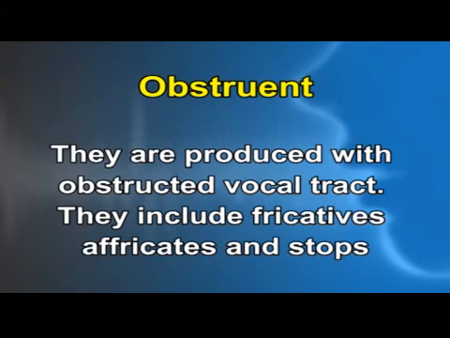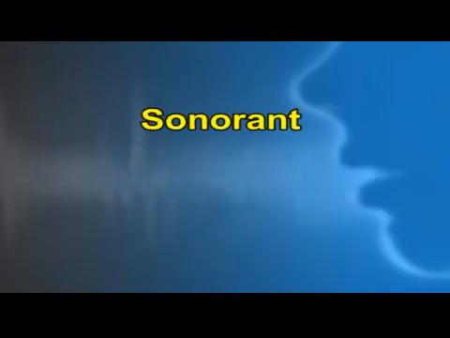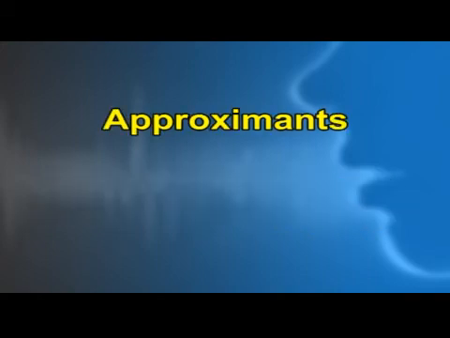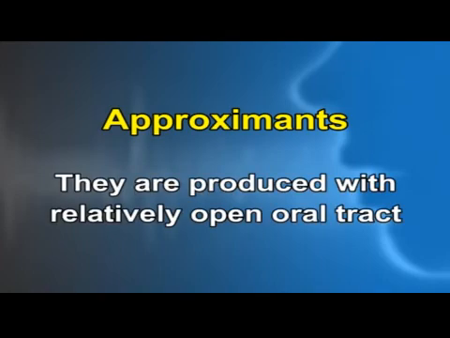Obstruent: they are produced with an obstructed vocal tract. They include fricatives, affricates and stops. Sonorant: they are produced with a relatively open vocal tract. Approximants: they are produced with a relatively open oral tract.